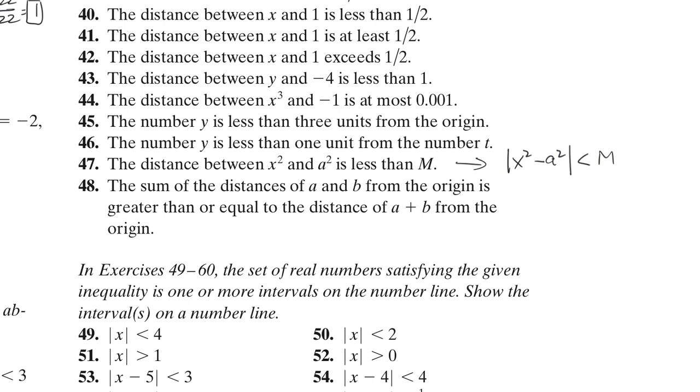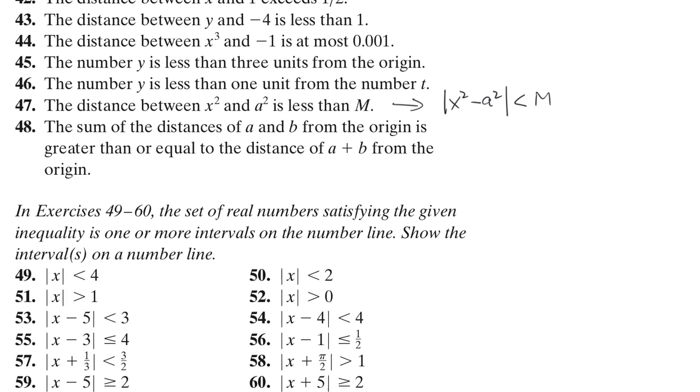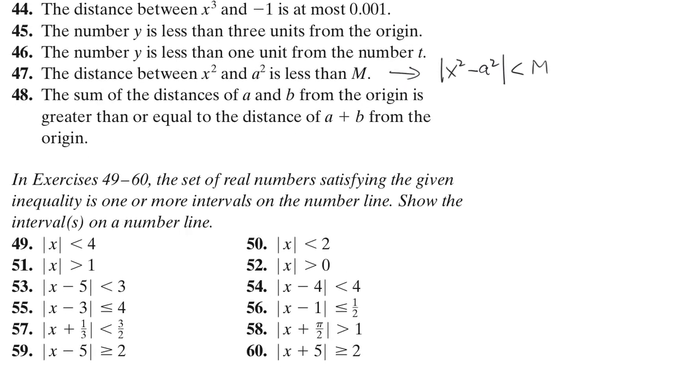And now this one is a very nice one, number 48. Let me scooch over and give myself a little bit of room for this. And let's translate this exactly. Sum of the distances from A and B from the origin. Okay, the sum of the distances of A and B from the origin. So the distance between A and the origin, boom, and the origin is 0, right? And the sum of those distances.